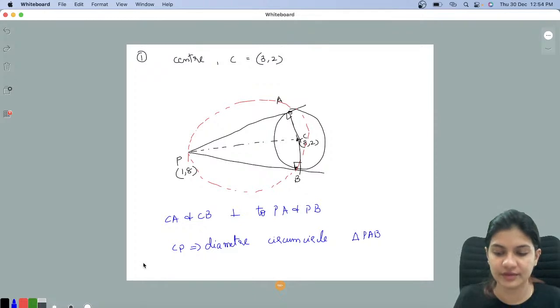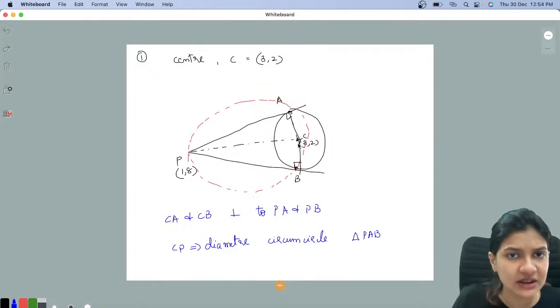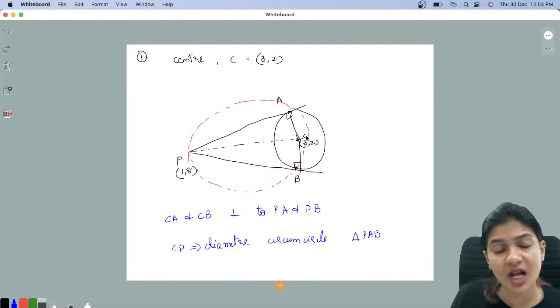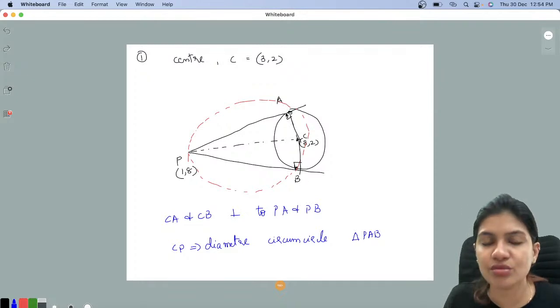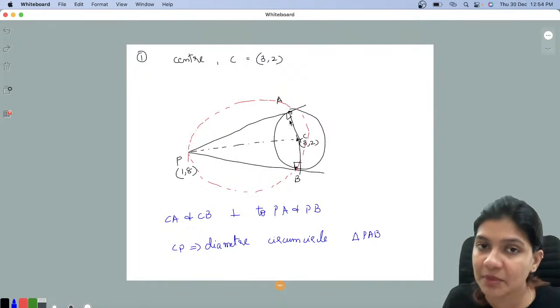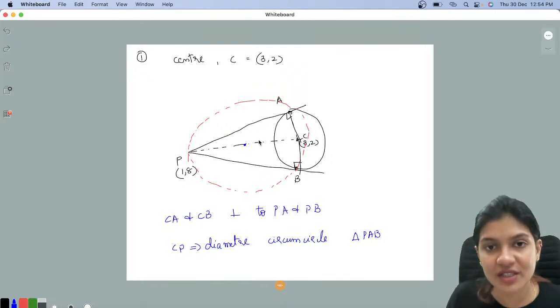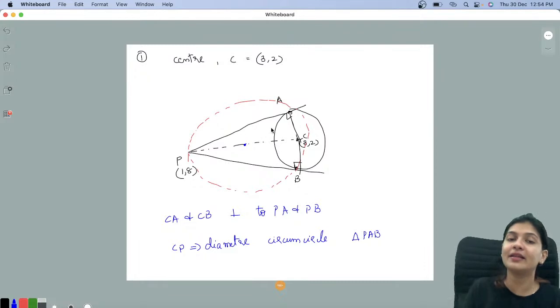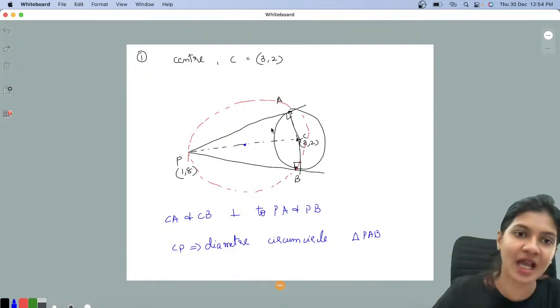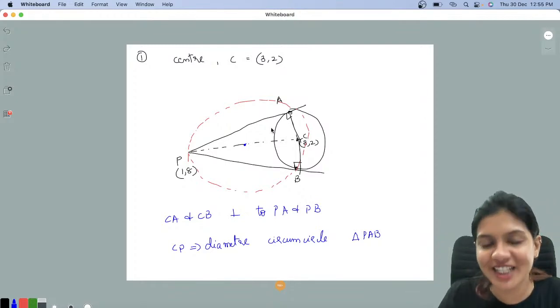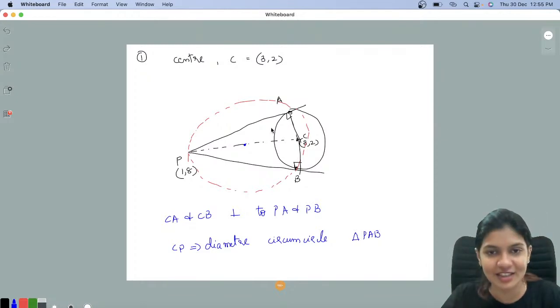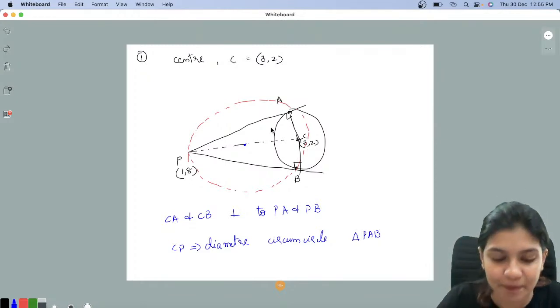How do we know that PC is the diameter? How did I conclude it? These two points, A and B, lie on the two sides of the chord PC, and the angle they make is 90 degrees. That means the angle made by PC at the center of the circle will be double that of 90 degrees, which is 180 degrees. And a chord making 180 degrees, passing through the center, will clearly be the diameter of the circumcircle of the triangle PAB.